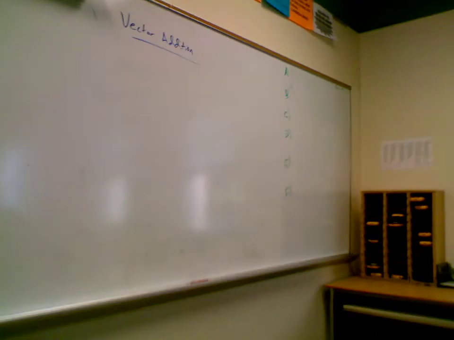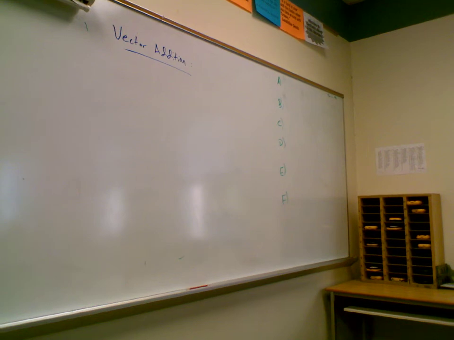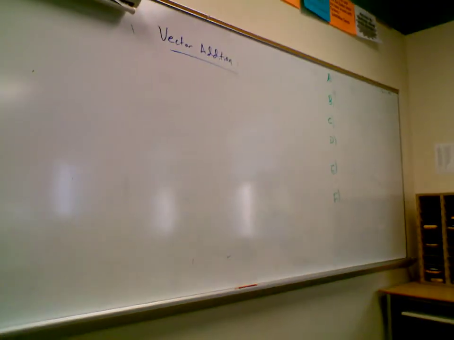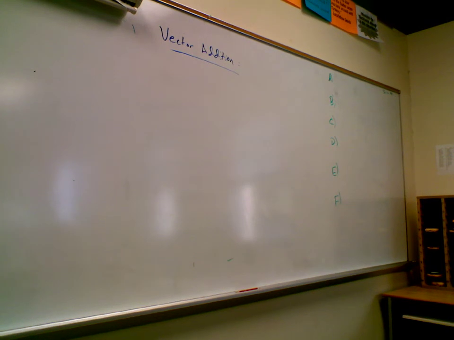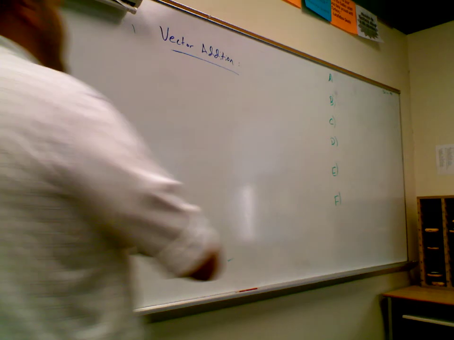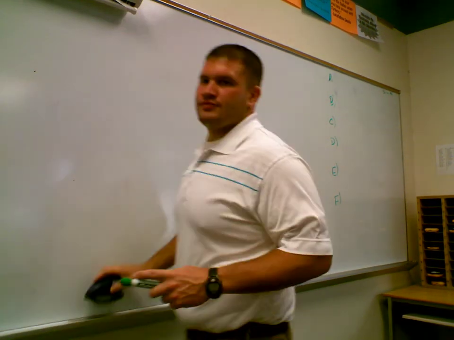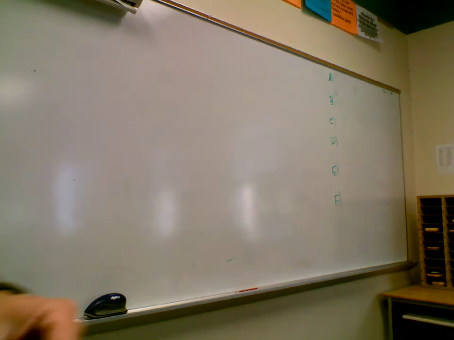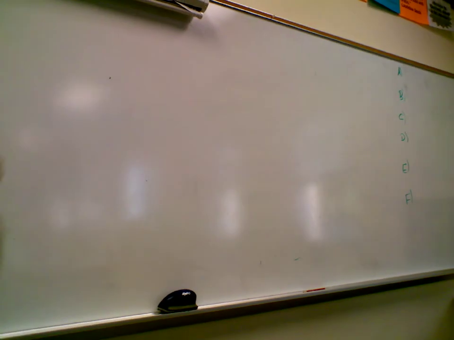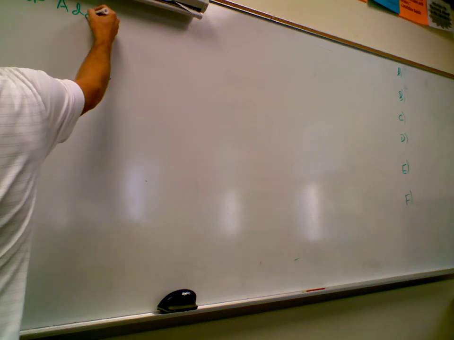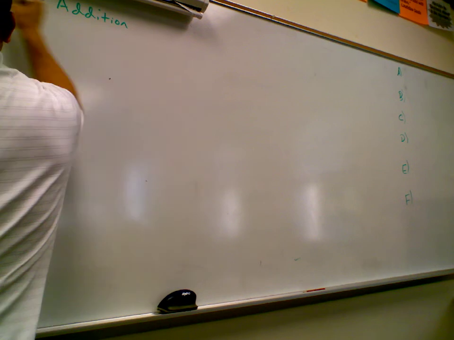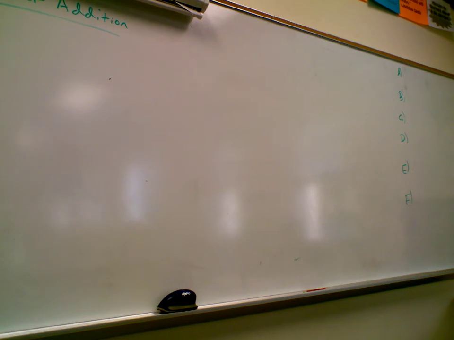Now, what if I have two vector quantities acting on the same thing? How can I figure out the total amount of vector quantity? Add them together. If I have more than one force acting on something, how can I figure out the total force? Add them together. The two vectors. How do I add vectors together? We use a plus sign.